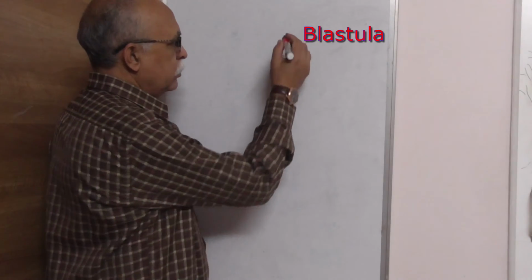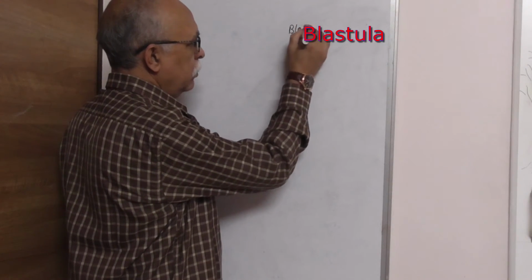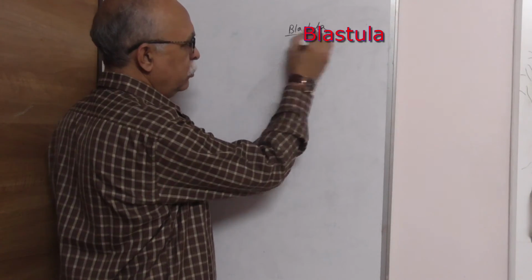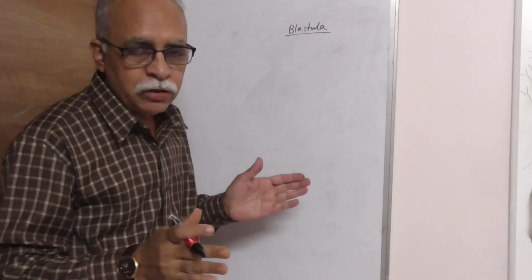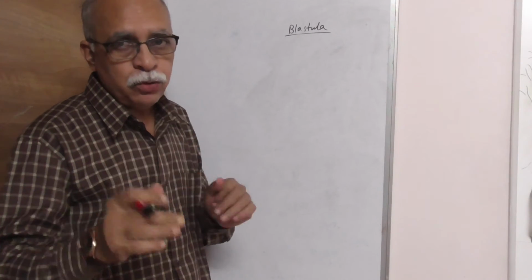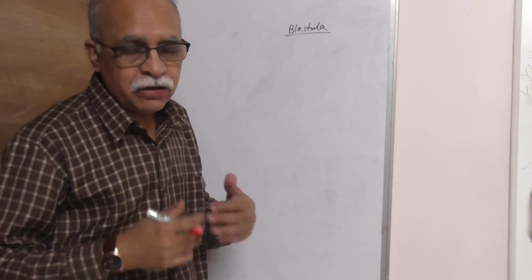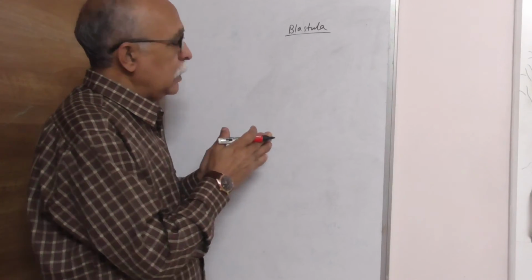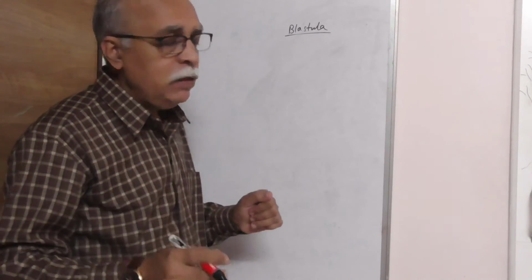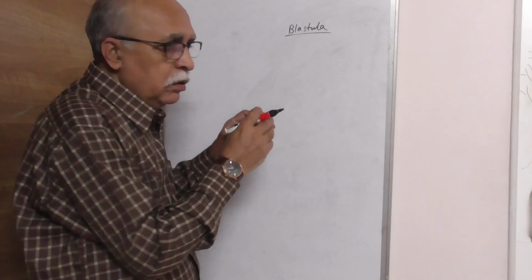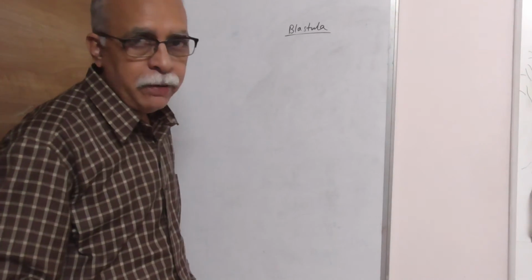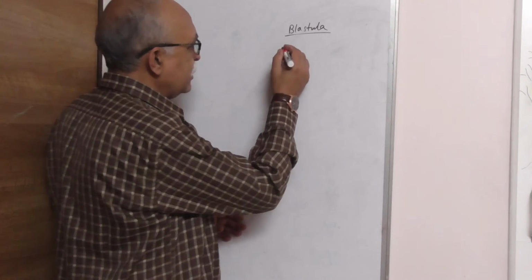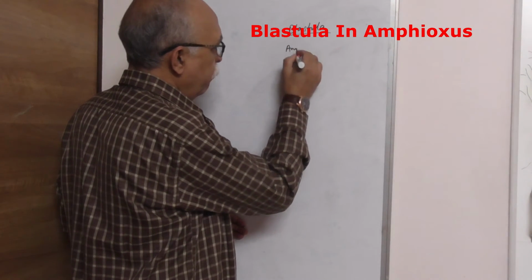Then let's have a look at the blastula stage in the embryo formation. We have seen the division up to the 8 blastomere stage, that is up to 3 divisions, 3 cleavages. The cleavage process continues, and then we come across a sphere of cells enclosing a huge cavity, which is called a blastula.